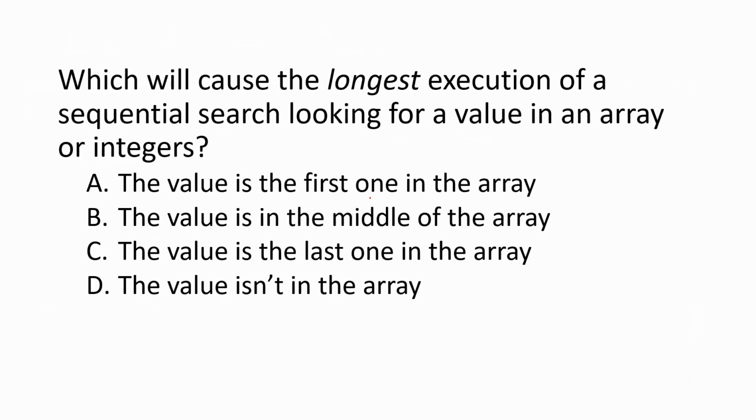Just a little question here: which of these causes the longest execution of a sequential search looking for a value in an array? So I'm using sequential search, and I'm looking for the longest execution, the thing that's going to take the longest here. So the first one in the array, nope, that would be the easiest, right? Values in the middle of the array, yeah, it's going to take halfway, right? I'm going to find the value. Last one in the array, yeah, that would take forever, but if it's not in the array, that would be the final straw, right? That would be the final return.